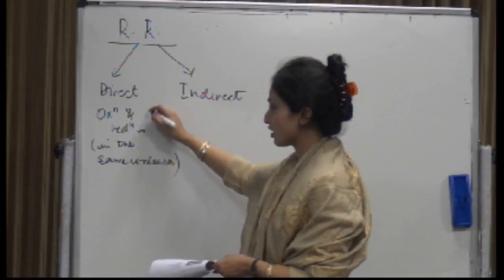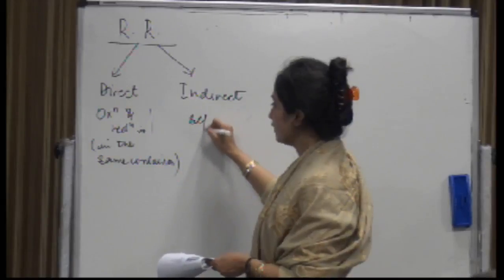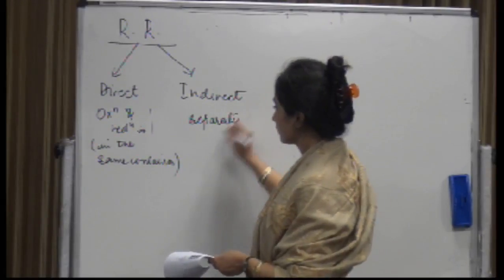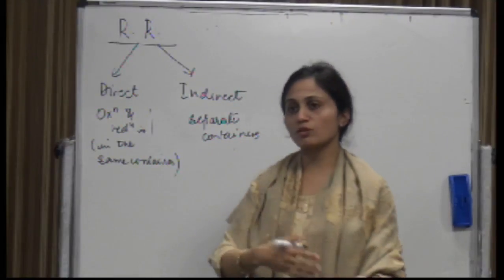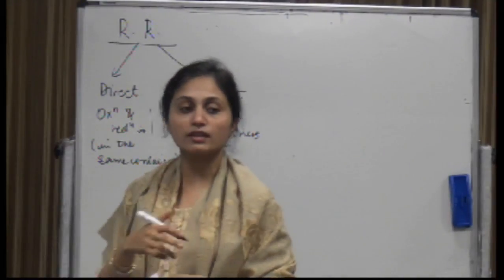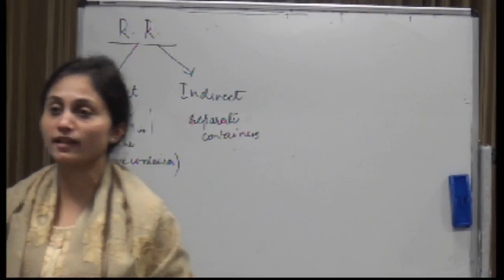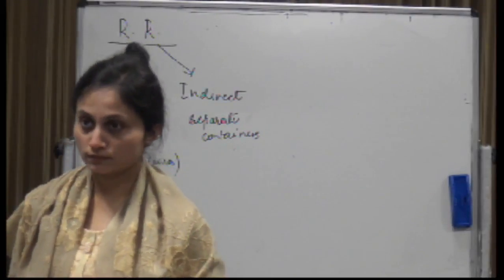So oxidation and reduction in the same container is direct; in separate containers means oxidation in one and reduction in the other, and they need to be connected to form a complete set, using a salt bridge of KCl.